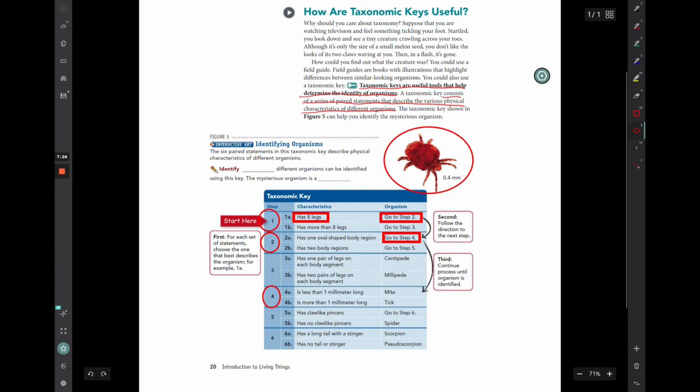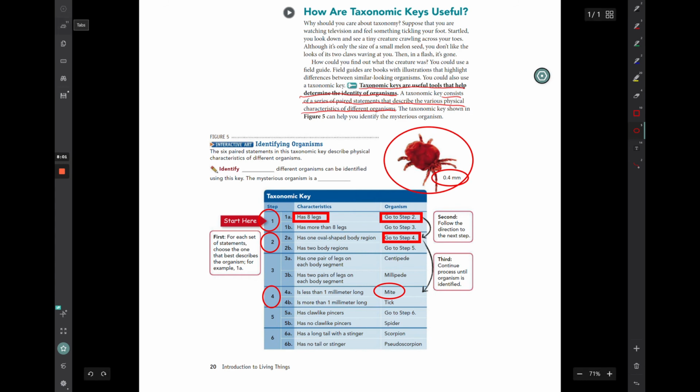Is it less than 1 millimeter long, or is it more than 1 millimeter long? And it tells us right here that it is 0.4. If it is 0.4 millimeters, that means that it is less than 1 millimeter, and we're told that it is a mite. So this is how you do a taxonomic key. You just start at step number 1, you read your two choices, one of those will be correct. It will either tell you to go to another step and choose, or it will identify what the organism is.